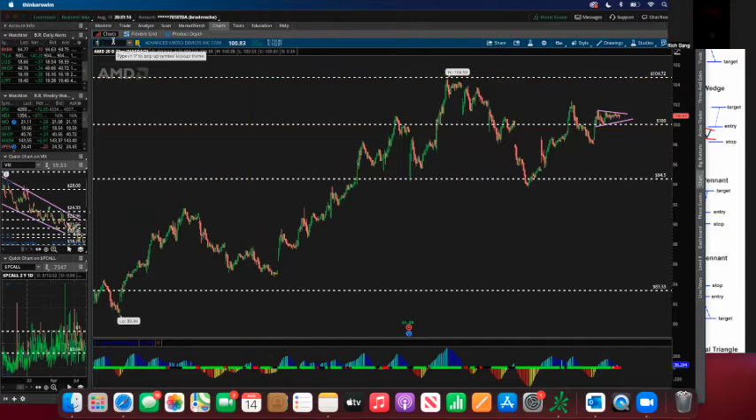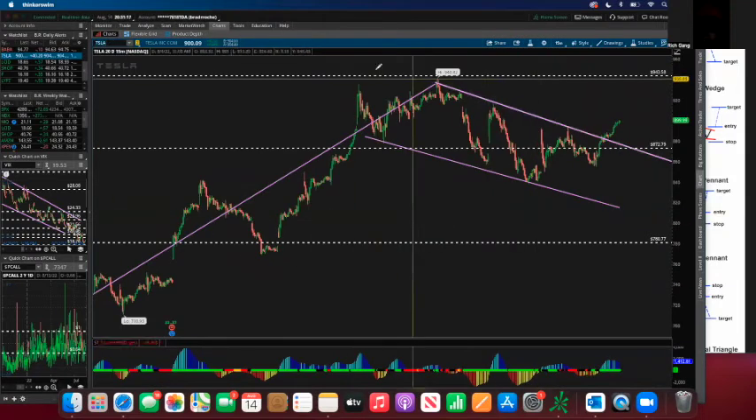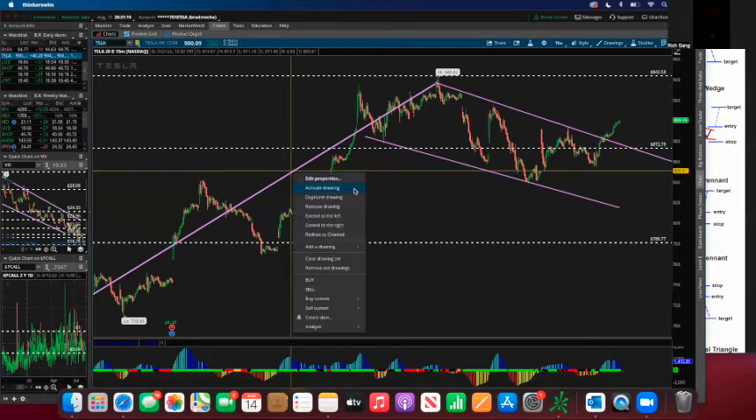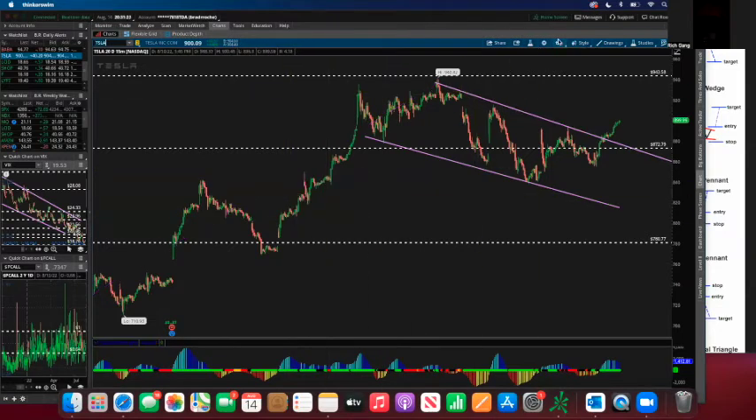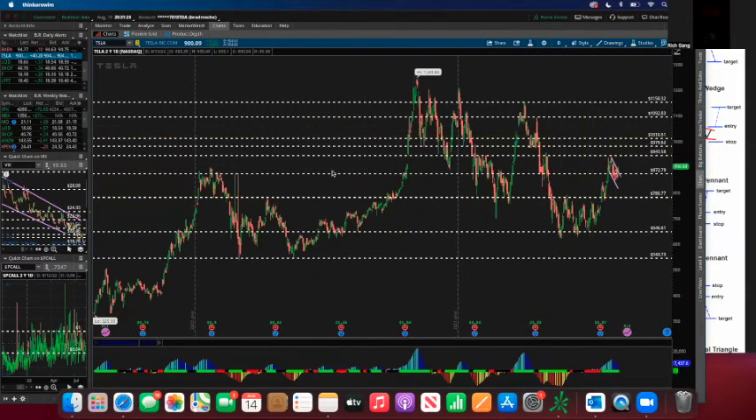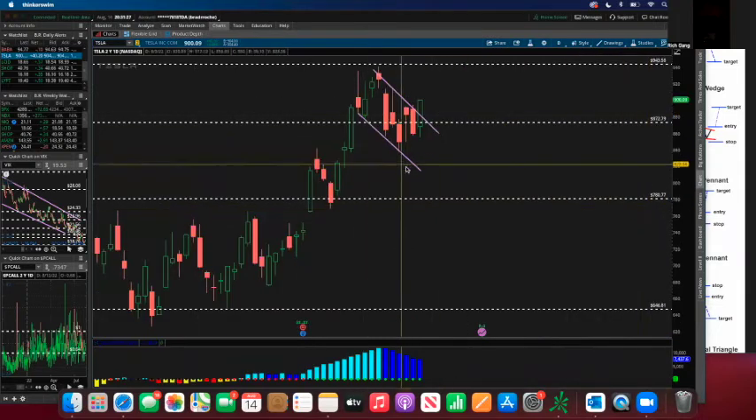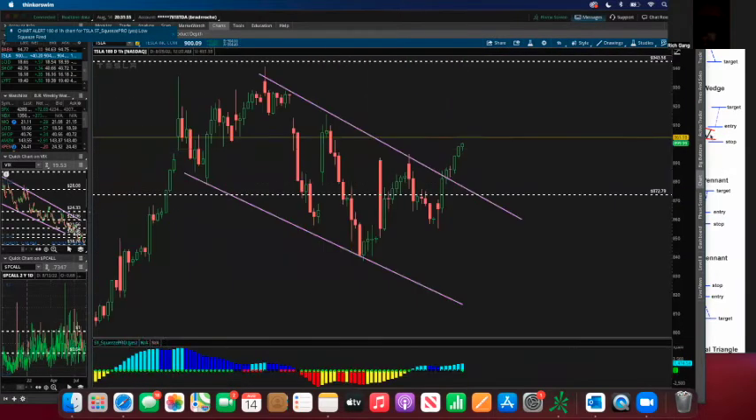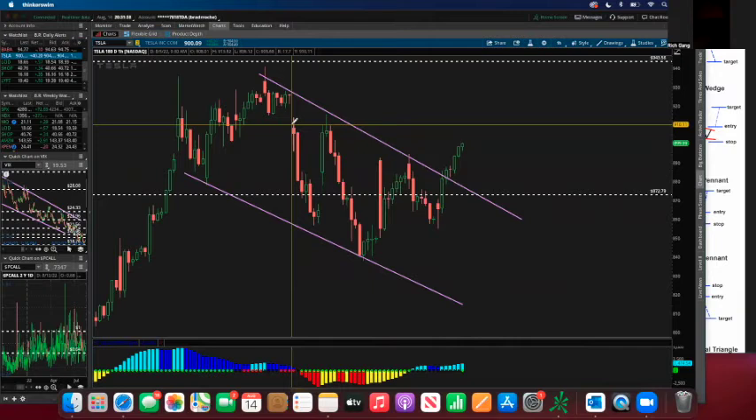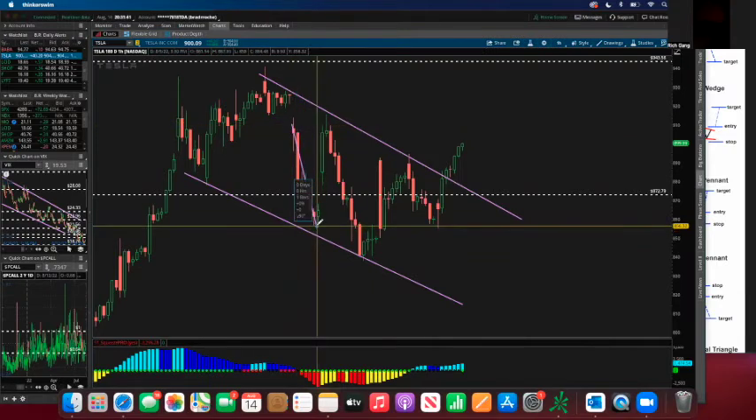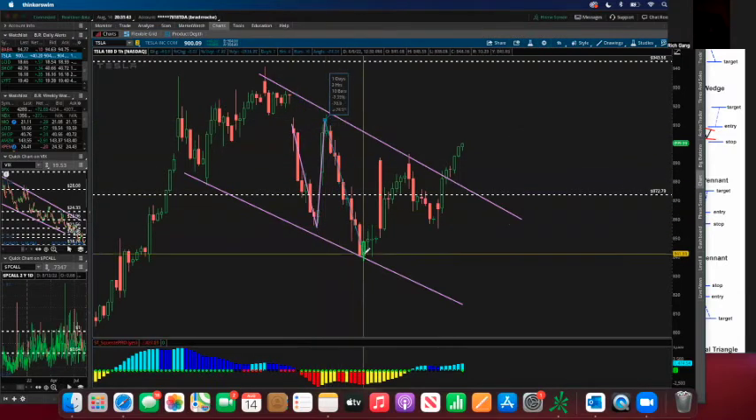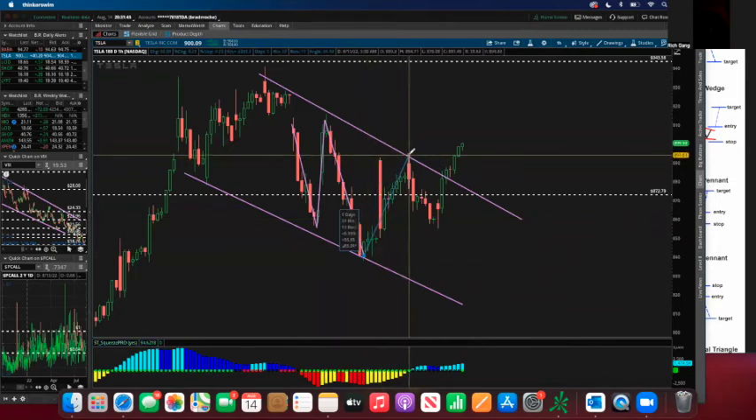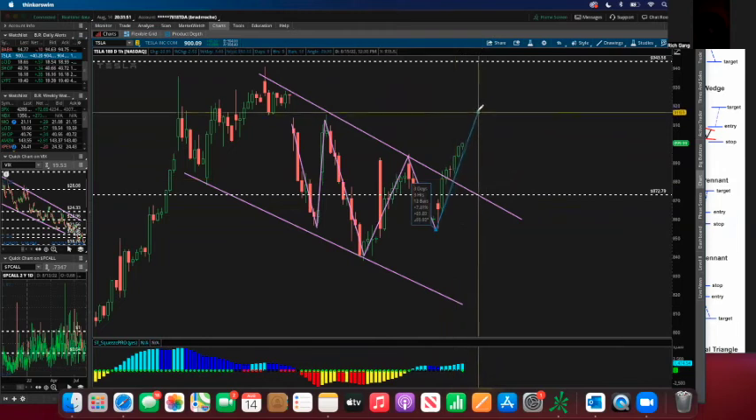But so I'm going to break down what I saw on Tesla a little bit. Basically, I saw we had a flag on the daily. And then I saw we had an impulsive move, or I saw we were forming this flag, right? And then I broke it down and went down to the hour time frame. Now, do you see what we got here? Tell me if you can recognize this. And look at the move we had up.